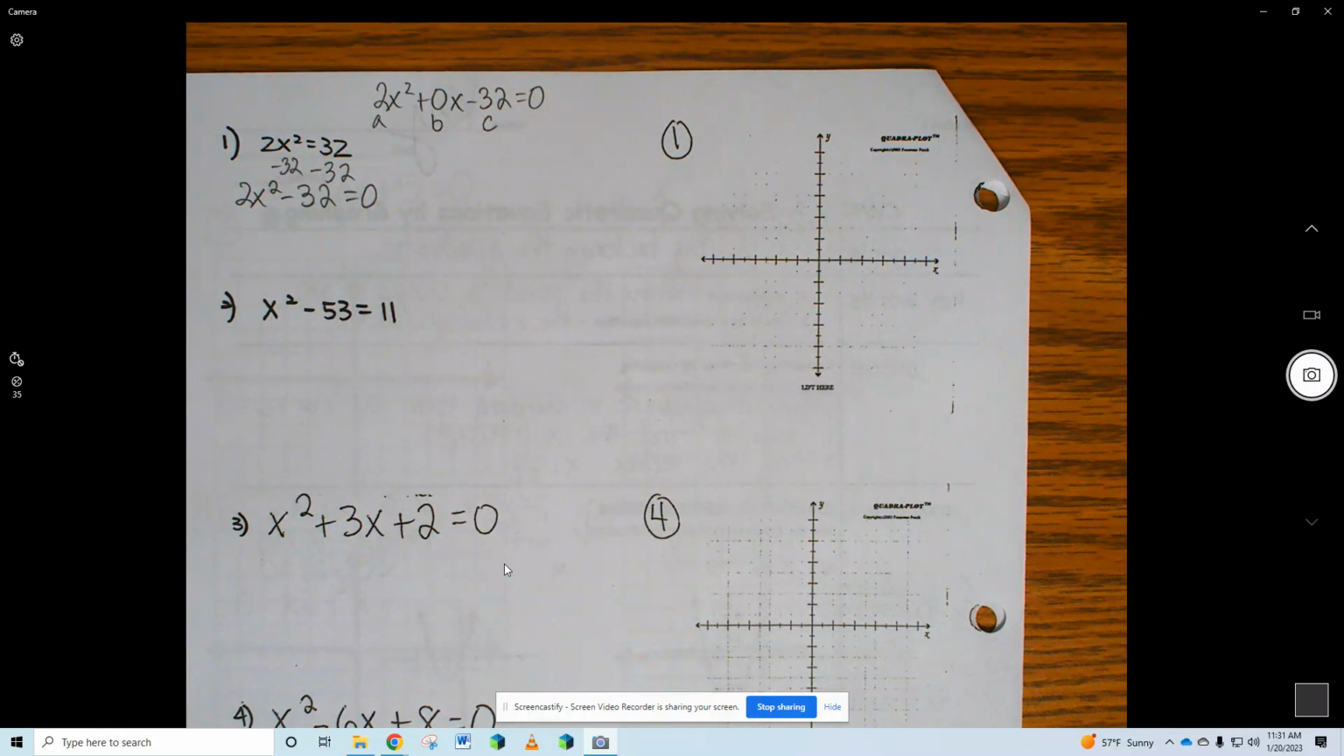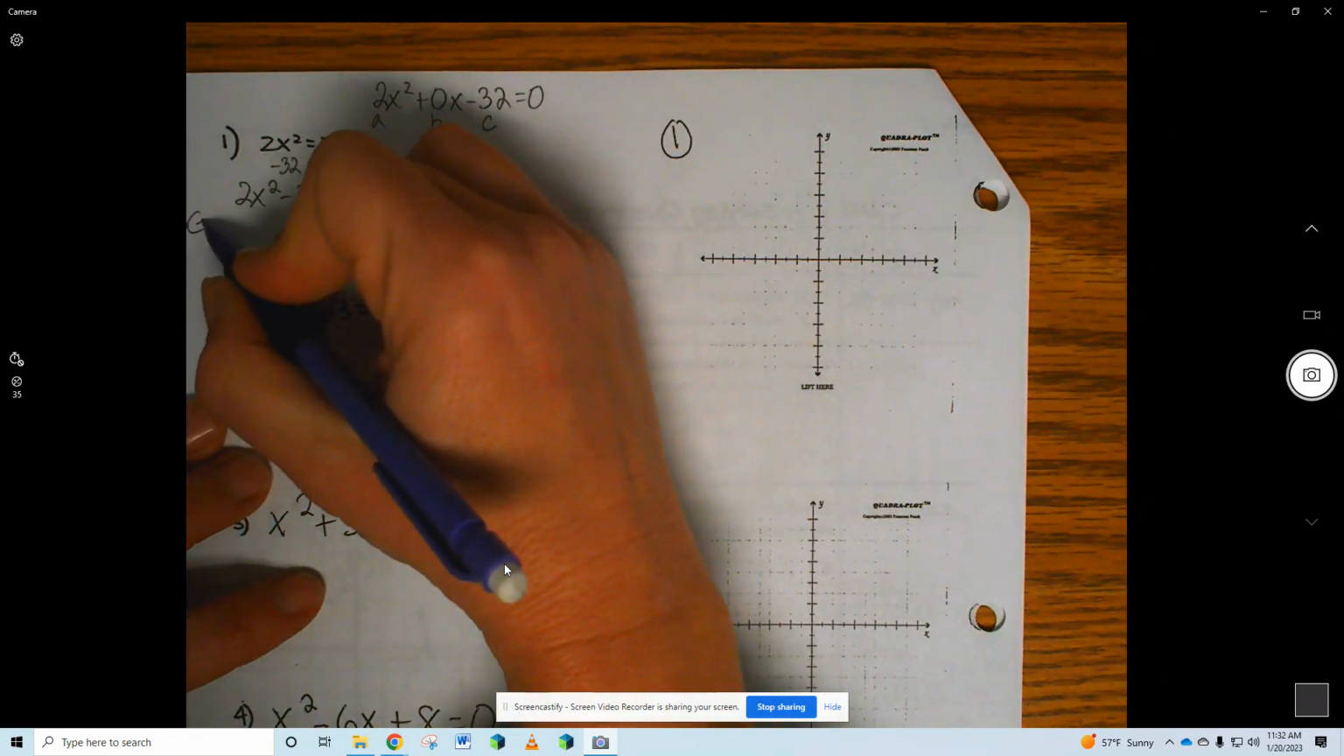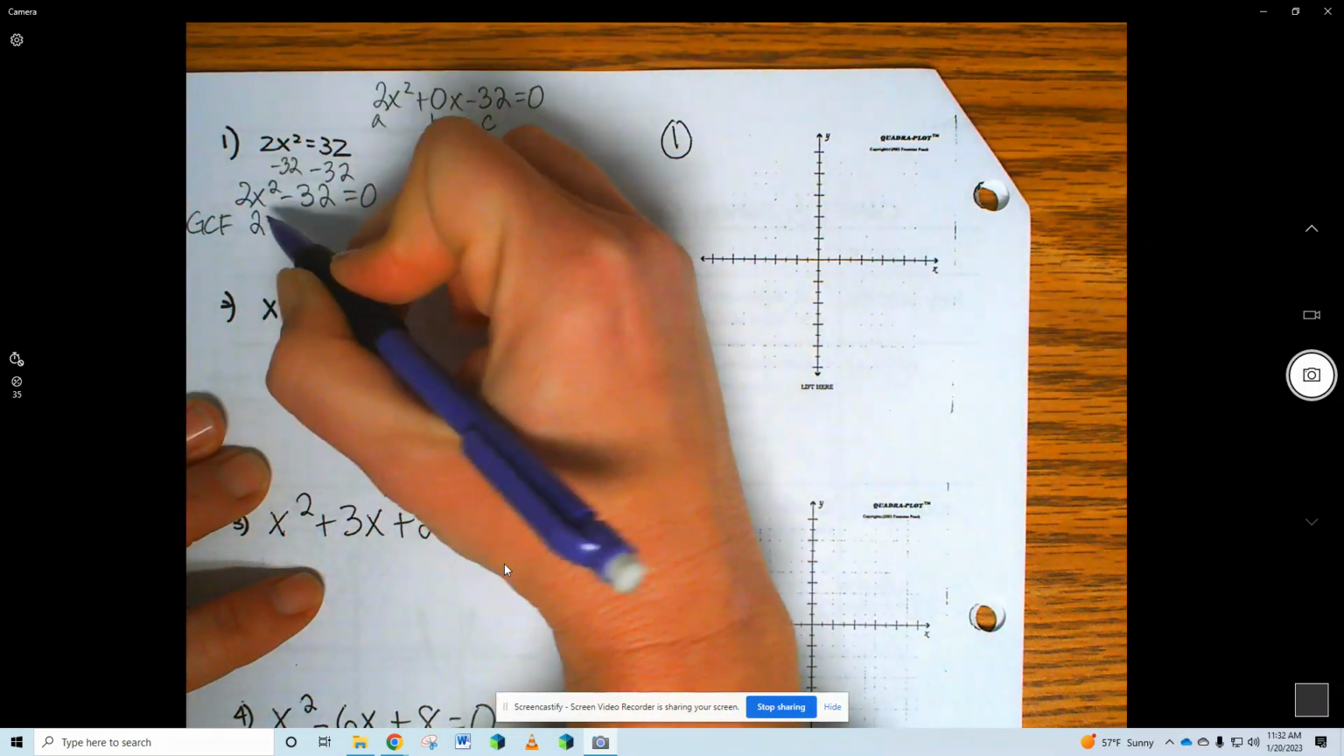How do I factor this? I can't do the x method because there's not three things. Is there anything in common? What's the number in common? What are 2 and 32? What small number goes into those? 2. They're both even. GCF, guys. We can't forget about the old techniques we've learned.